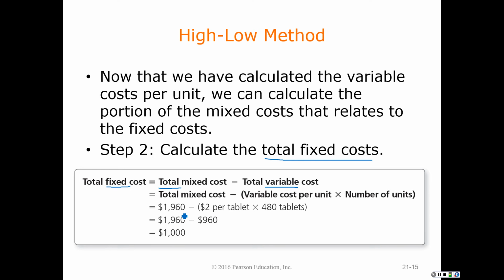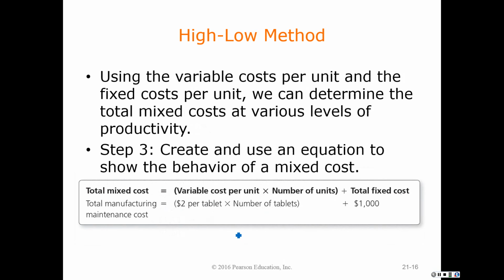So they have chosen the highest. If we take our total cost for the highest period, $1,960, and we subtract our variable cost, how do we determine our variable cost? Well, it's $2 per tablet. How many tablets did I produce during this highest period? 480. So out of the total cost during that period of 1,960, 960 of those costs were variable cost, which tells me that the remaining amount must be 1,000. Okay, so regardless of which quarter we're operating in, my fixed costs are going to be $1,000.